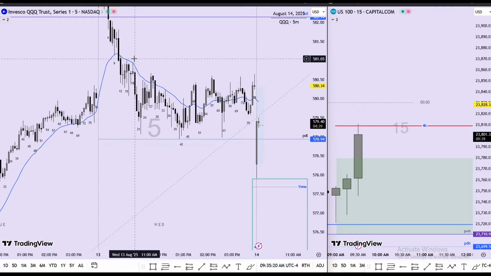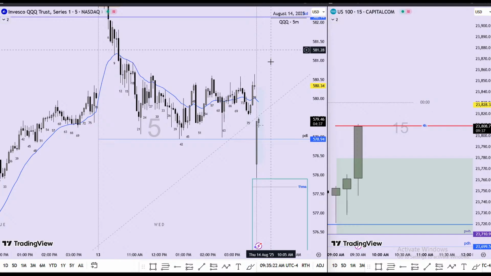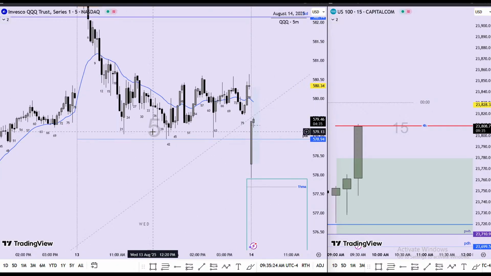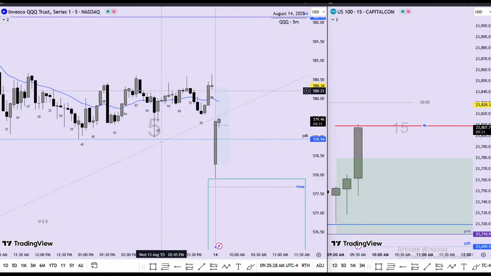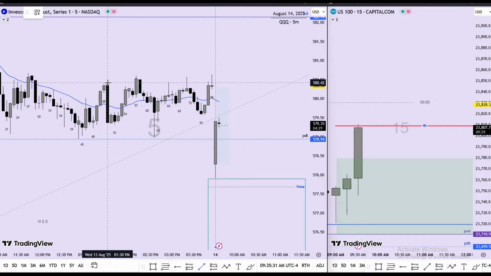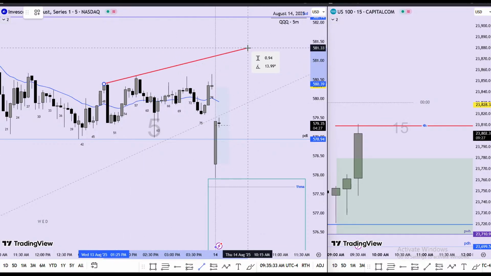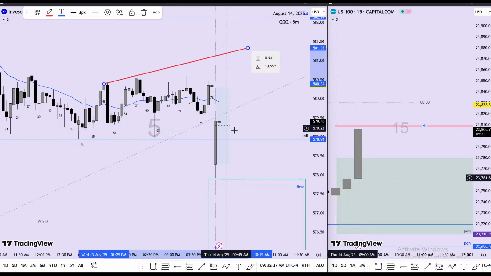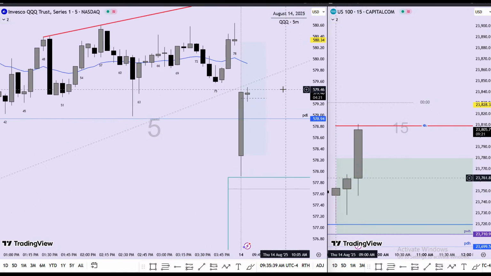So three pushes down: first leg, second leg, third leg. This can be somewhat of a wedge or an expanding triangle. If it's an expanding triangle, it can make a very impulsive move straight towards the upside. Let's see the follow through on the 5 minutes.